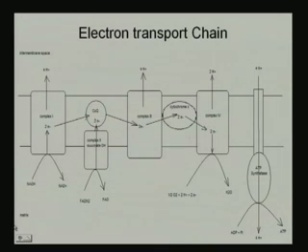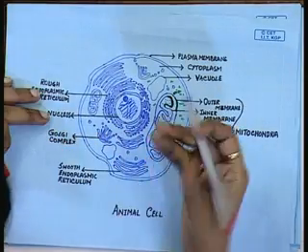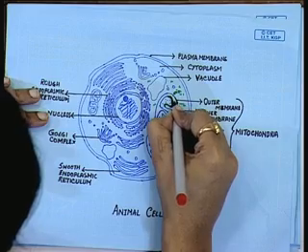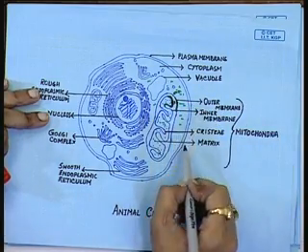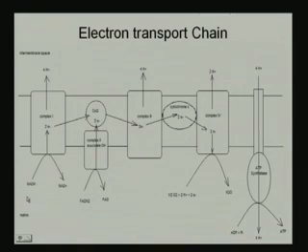See, this is the matrix side of the mitochondria and this is the intermembrane space, that means the space between the inner and the outer membrane. So, this is the intermembrane space of the mitochondria. If we take the view like this, this is the matrix side and this is the intermembrane space of the mitochondria, followed by the outer membrane outside.